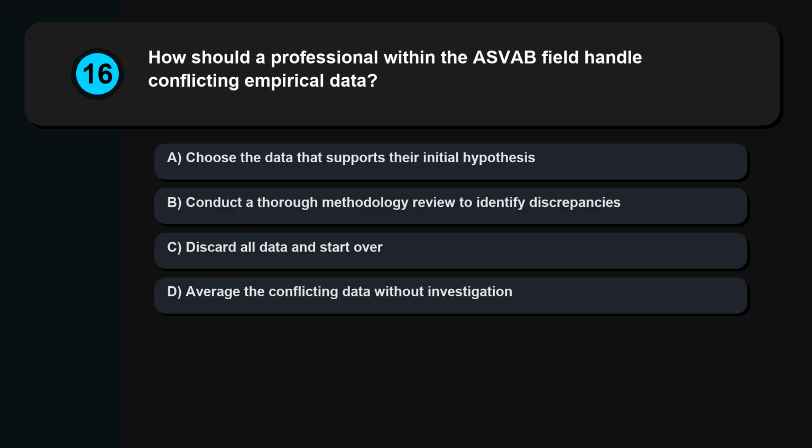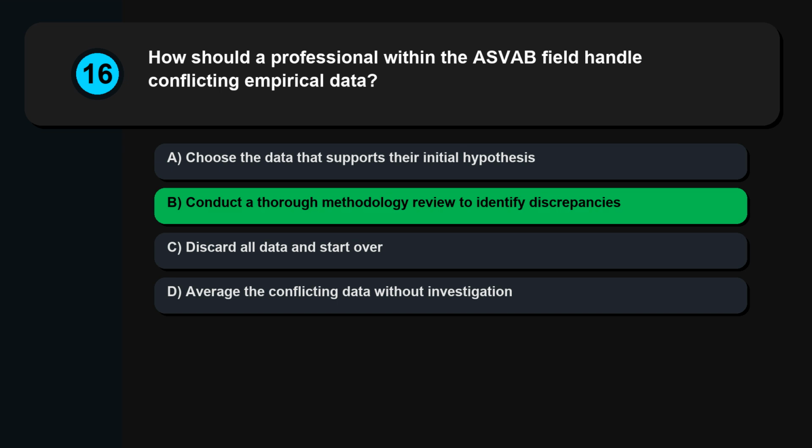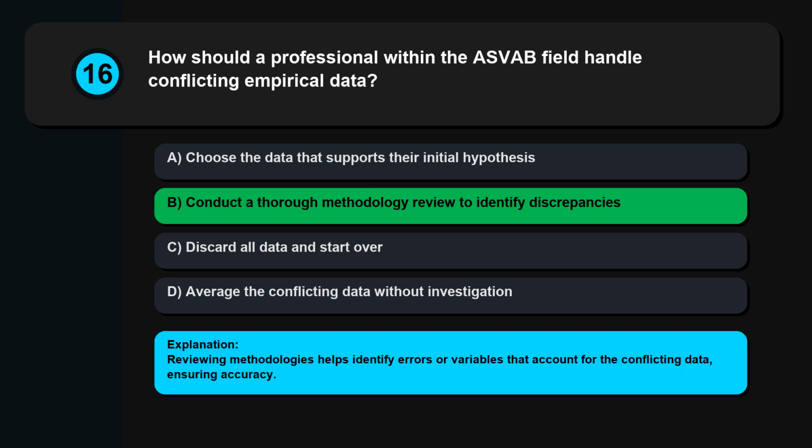Question 16. How should a professional within the ASVAB field handle conflicting empirical data? Choose the data that supports their initial hypothesis. Conduct a thorough methodology review to identify discrepancies. Discard all data and start over. Average the conflicting data without investigation. Reviewing methodologies helps identify errors or variables that account for the conflicting data, ensuring accuracy.